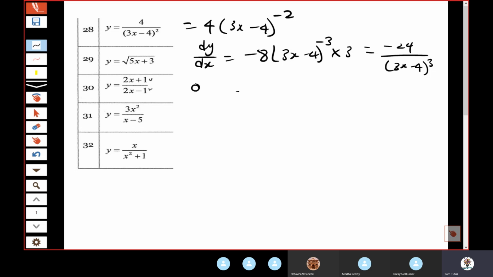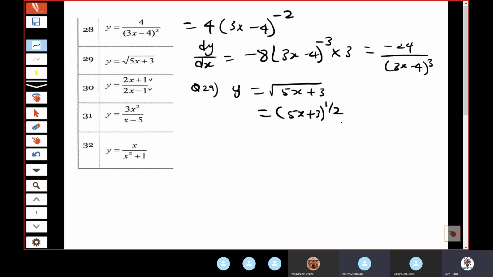Question 29. Who wants to try that? I'll do it. So in brackets, 5x plus 3, power of -1/2. You don't need the minus, just 1/2. Why don't you need the minus? Because it'll be a fraction.